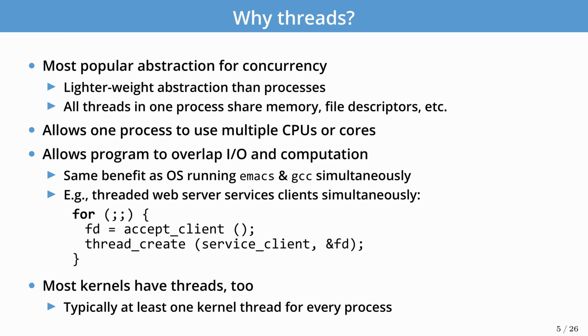Most operating system kernels also have threads internally as well. Typically, we have at least one kernel thread for every process, and usually one kernel thread for every user-level thread. But the kernel might also have other threads in the background to help it complete various tasks and to support all the different abstractions needed by the user.